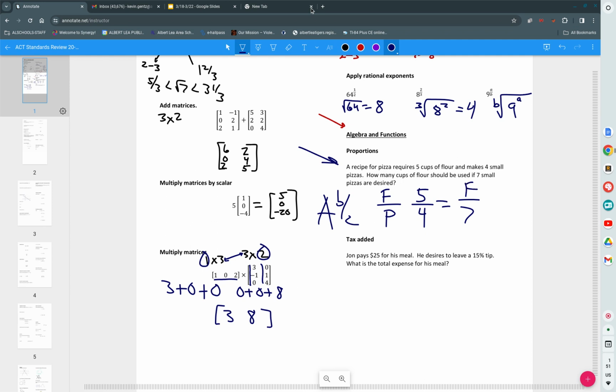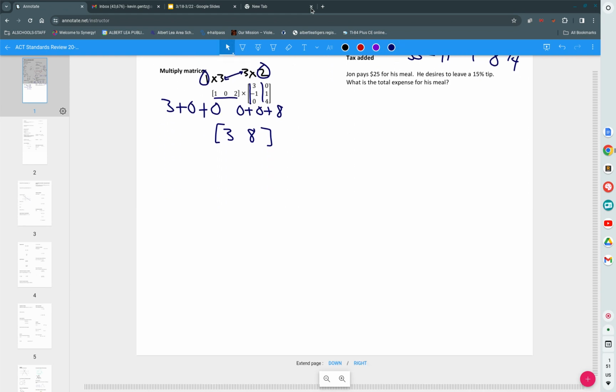As you cross multiply, you get 35 is equal to 4F. And then you divide by 4, and you should get the amount of flour needed is 8 3/4 cups. 8 3/4 cups of flour. Okay? Proportions will come all the time. See if you can do the next one without actually using your calculator.